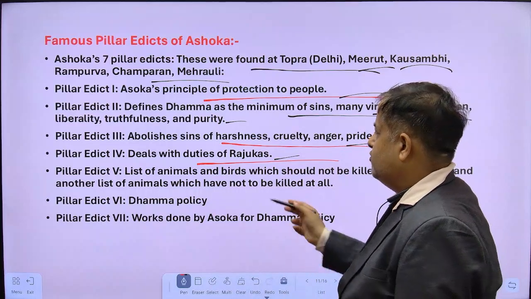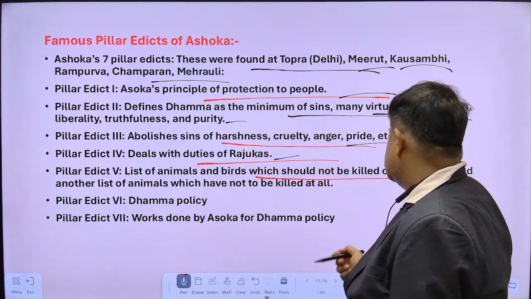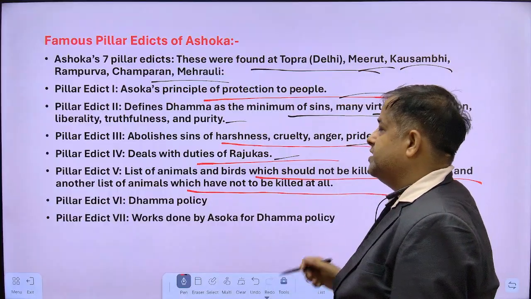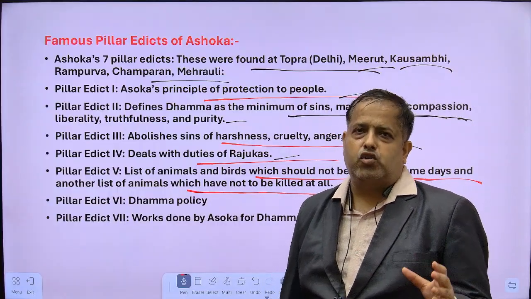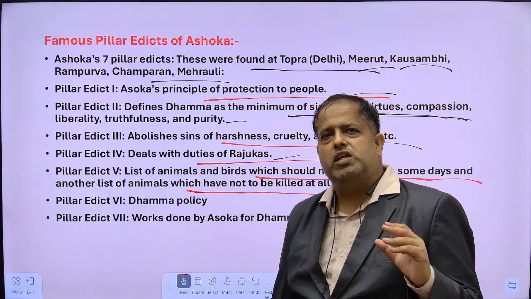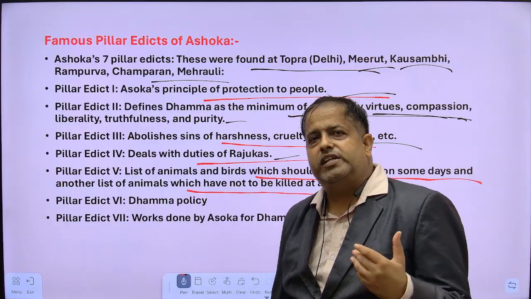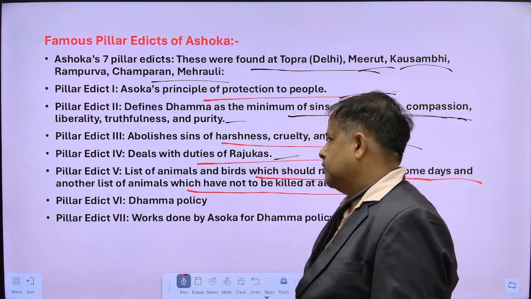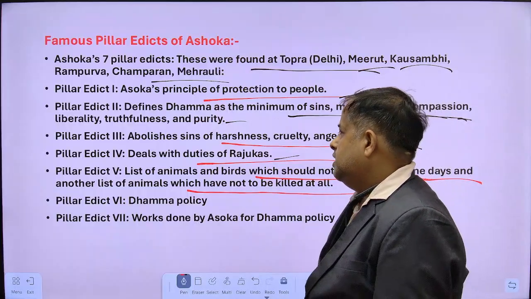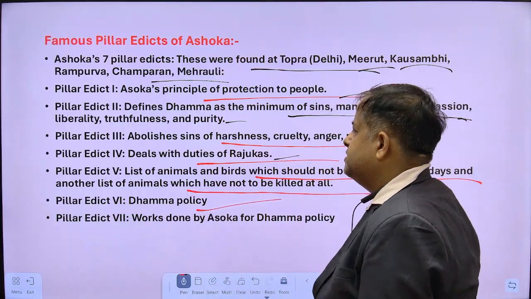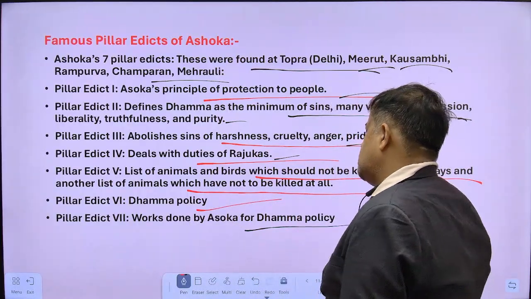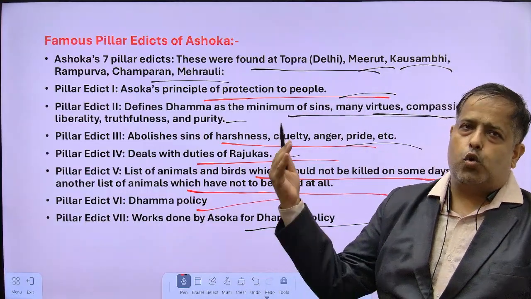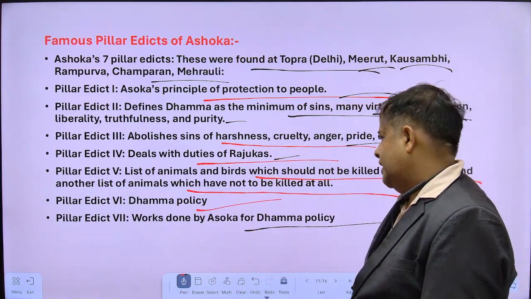Pillar Edict 5 gives a list of animals and birds which should not be killed for some days, and another list of animals which have not been killed at all. There are two types of lists: animals which are not killed on specific days, and some animals which no one has the right to kill. Pillar 6 talks about the Dhamma policy, and the seventh is the work done by Ashoka for the Dhamma policy. So all these things were mentioned by Ashoka in his pillar edicts.